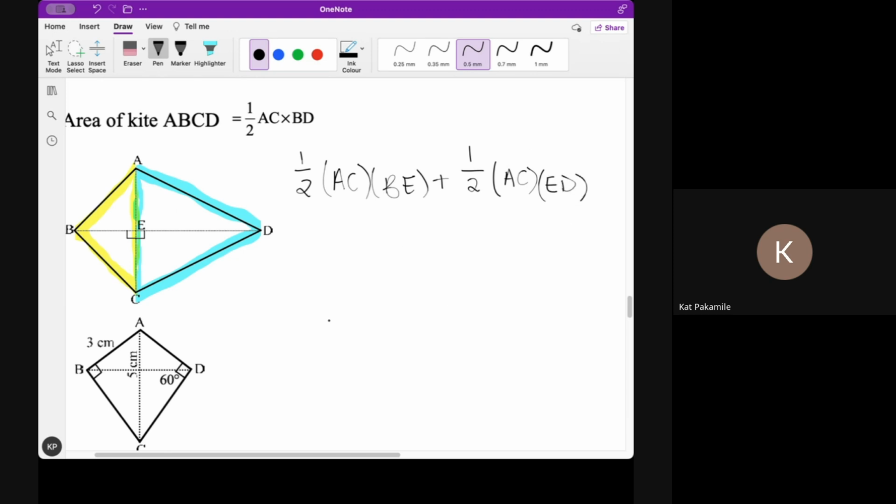Okay, right. What do these two things have in common? Those two formulae that I have written down now. What do they have in common? They have the AC in common.